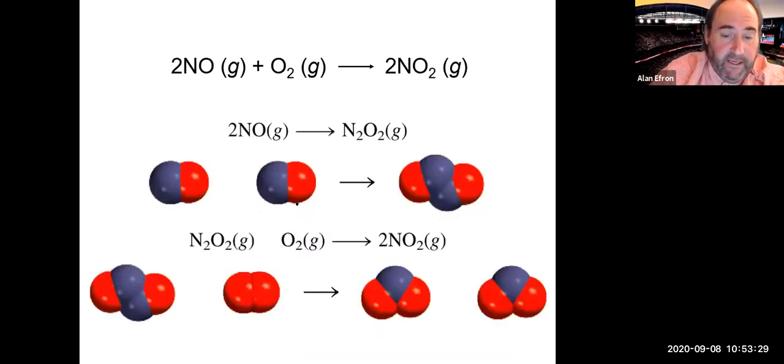And again, here you can see it visually. Our two NOs make our N2O2, which then gets used up to form our product. And just like in this mechanism here, maybe a couple of steps, maybe more than two steps. It really just depends on the reaction you're looking at and the proposed mechanism.